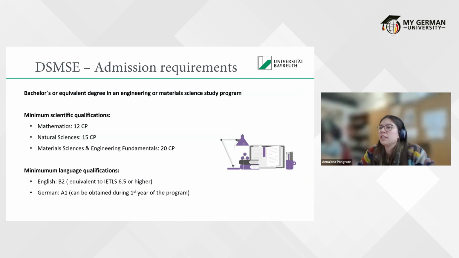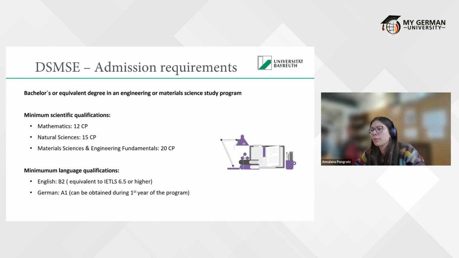The admission requirements for DSMSE are as follows. We want you to have a bachelor degree equivalent to an engineering or material science degree program of the University of Bayreuth. This means that you would need a minimum of 12 credit points in mathematics-related fields, for example, numerical mathematics or statistics, 15 credit points in natural sciences, for example, physics, chemistry, or biology, and 20 credit points in material science or engineering fundamentals, for example, materials engineering, mechanics, thermodynamics, process engineering, and stuff like that.